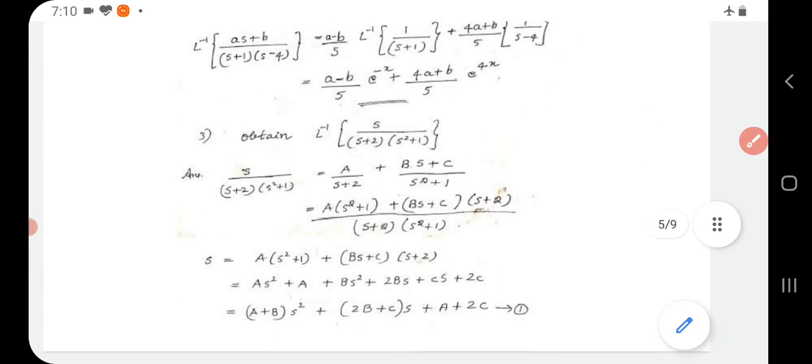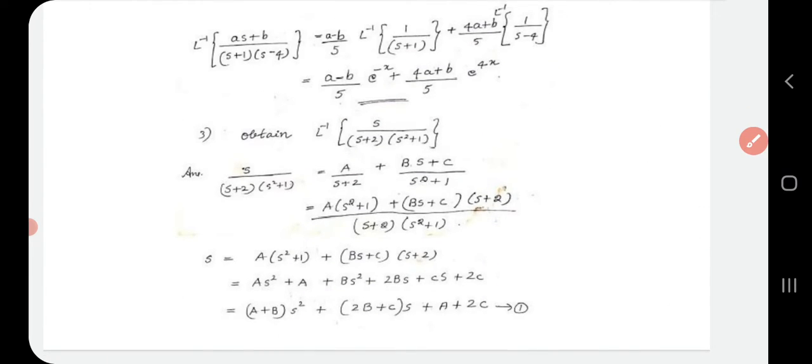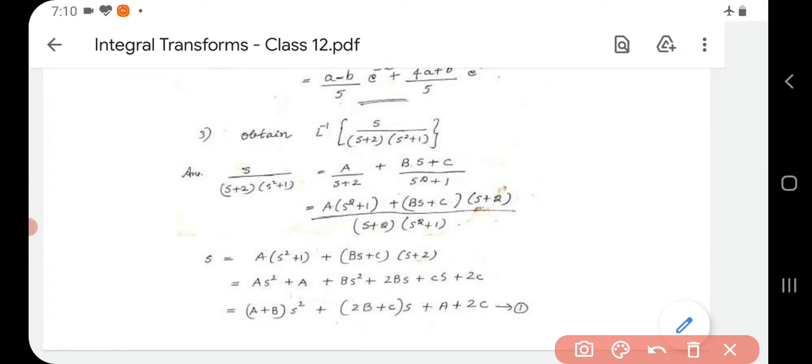Now another one: obtain L inverse of (s plus 2) by (s squared plus 1). Here see the way they have split it.